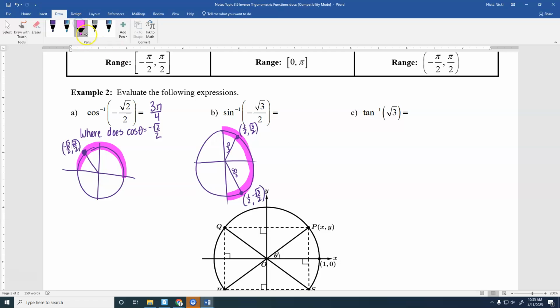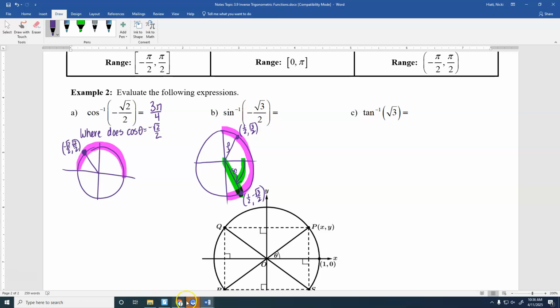So right here is where I'm looking for my answer. But is 5 pi over 3 between negative pi over 2 and positive pi over 2? It is not. So if your answer is in the fourth quadrant here, you have to do negative angles. So rather than calling that 5 pi over 3, because if you get the decimal, it is not between negative pi over 2 and pi over 2.